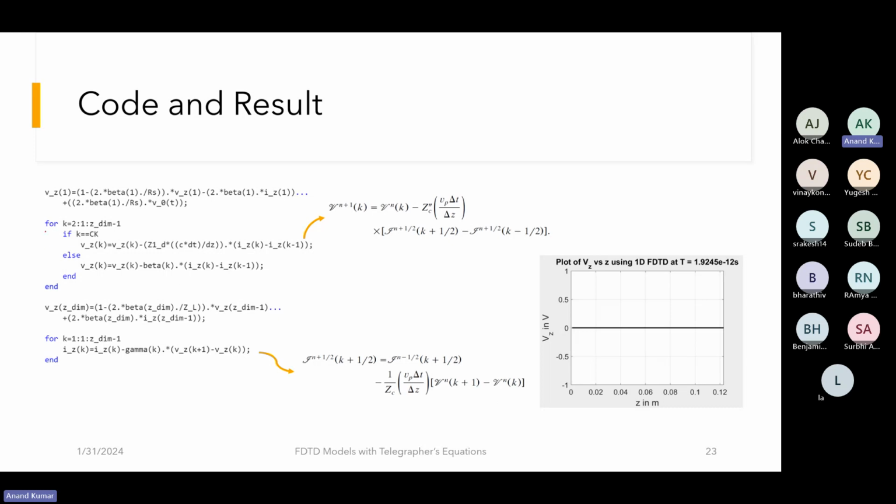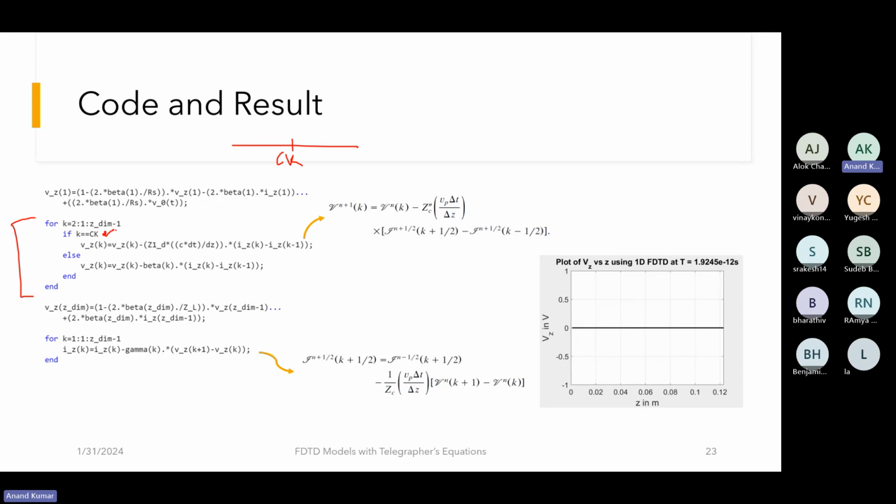Since the voltage update equation was modified, this particular for loop gets modified at the location where the capacitor has been included. So if the capacitor is located at Ck, so this is our simulation space, and we have the capacitor at location Ck. At Ck, we'll use the modified update equations, where we have Zc double dash, which is calculated as shown in the previous slide, and for all other points we'll use the regular update equation.